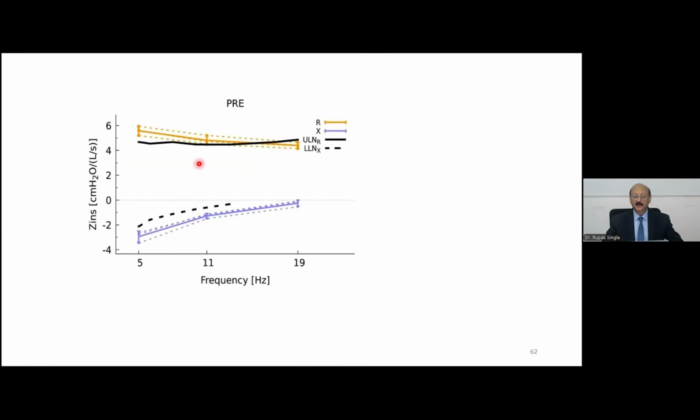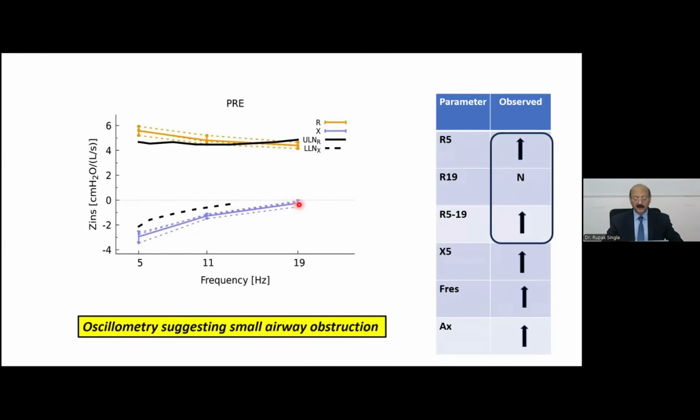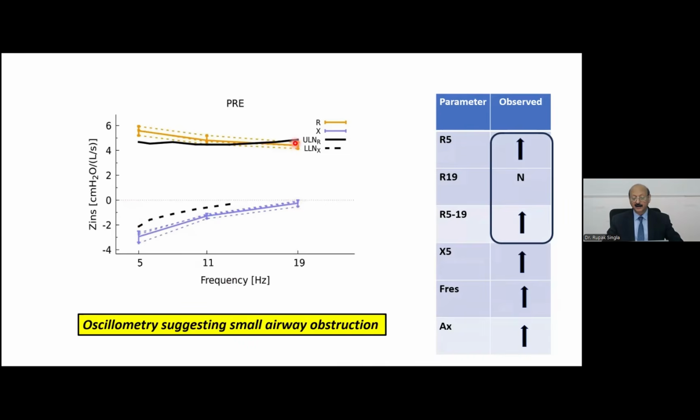If you look at the graph now, R5 is above the black line, so R5 is increased. R19 is within normal limits, below the upper limit of normal. And R5 minus R20 is increased. Look at the reactance. X5 is more negative, FRS is increased, and area of reactance is also increased. So typically, as we had discussed, this finding indicates small airway obstruction, as R19 is within normal.